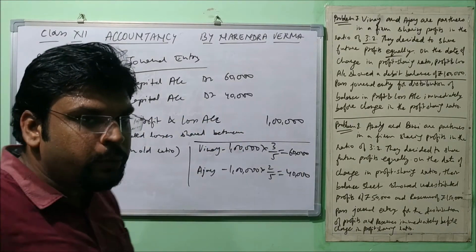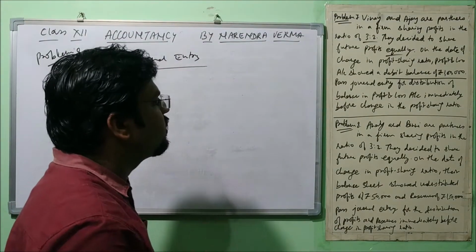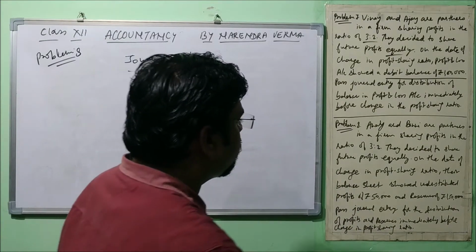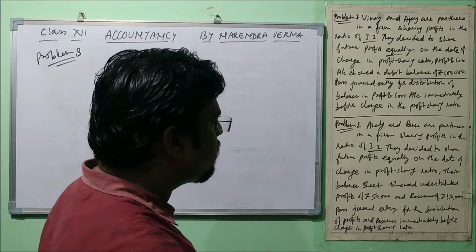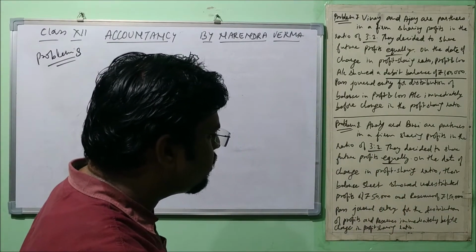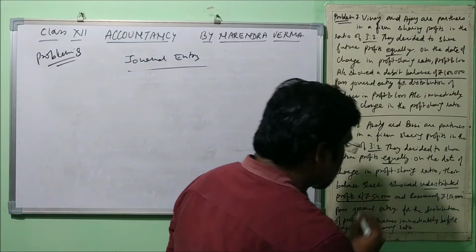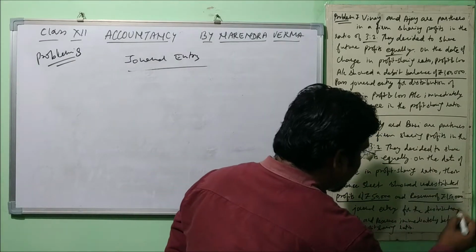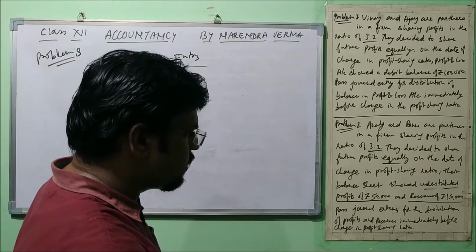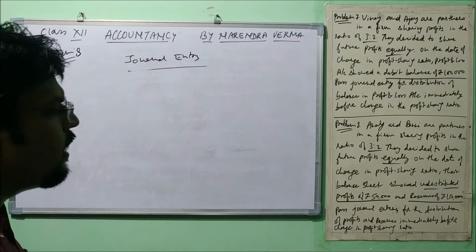You can go back to the video because in the same slide you will find both the problems together. So let's see the question here. Anne and Binny are partners in a firm sharing profit in the ratio of 3:2. They decided to share future profits equally. On the date of change in profit sharing ratio, the balance sheet showed undistributed profits of rupees 50,000 and reserves of rupees 1,50,000. Pass journal entry for the distribution of profits and reserves immediately before change in profit sharing ratio.